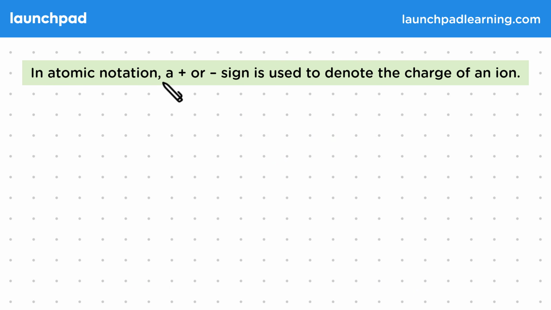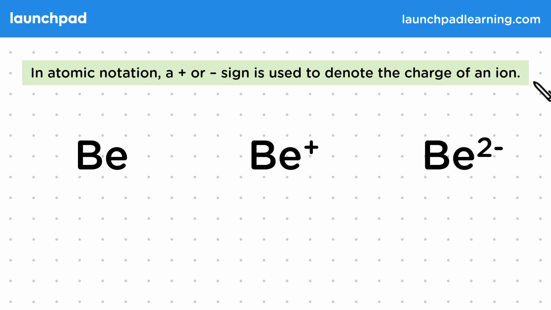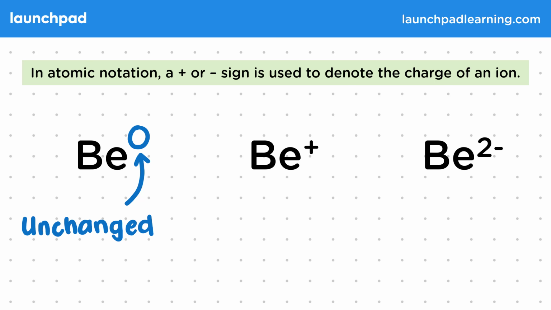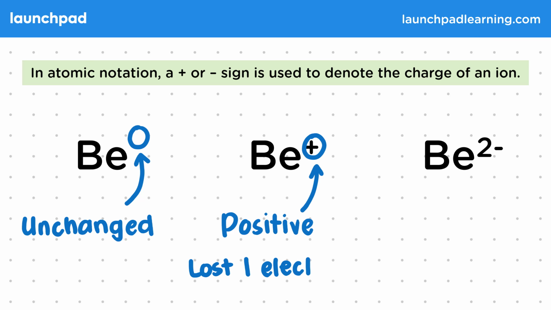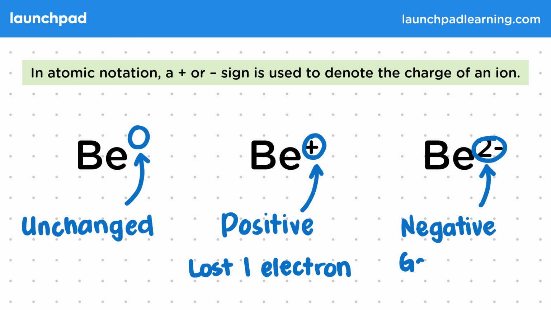Well, in atomic notation, a plus or a minus sign is used to denote the charge of an ion. So ions don't change the element of an atom, only its charge, because the nucleus doesn't change. So in atoms, there's no symbol in the top right, as the number of electrons doesn't change. Positive ions have a plus in the top right, and this is because electrons have been lost. In this case, just 1 has been lost. Negative ions have a minus in the top right, as electrons have been gained. In this example, 2 electrons have been gained.